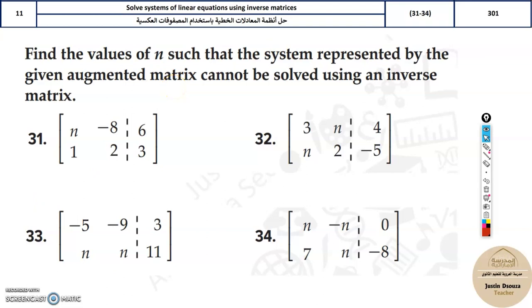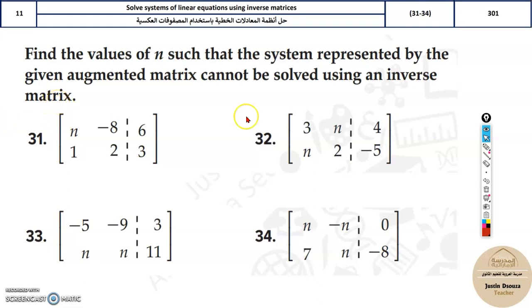Now we move on to part 2. The 11th to 20th questions are part 2. Each of them carries 5 marks. Now the first topic over here is about finding the unknown digit in a particular matrix. They have also told that these cannot be solved using an inverse. That means the inverse does not exist.